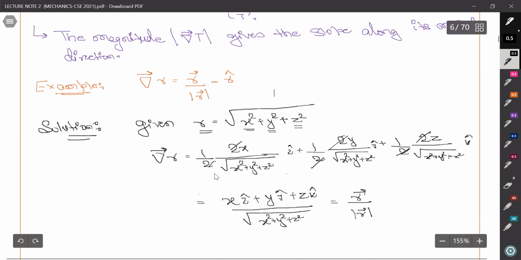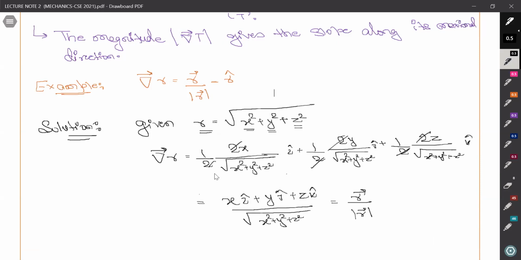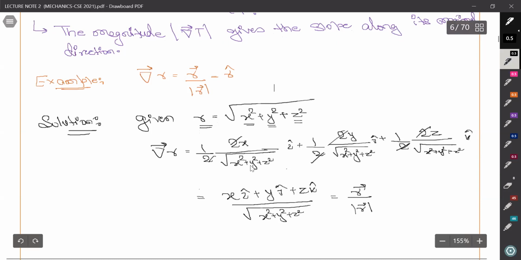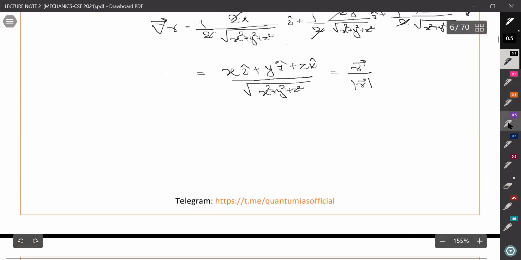Okay, so this is basically a typical case to show how we can find the gradient of a function. We are not going to discuss any numerical problem based on this. We will incorporate this in our conservation of energy part. Okay, so the next part we are going to discuss is the divergence.